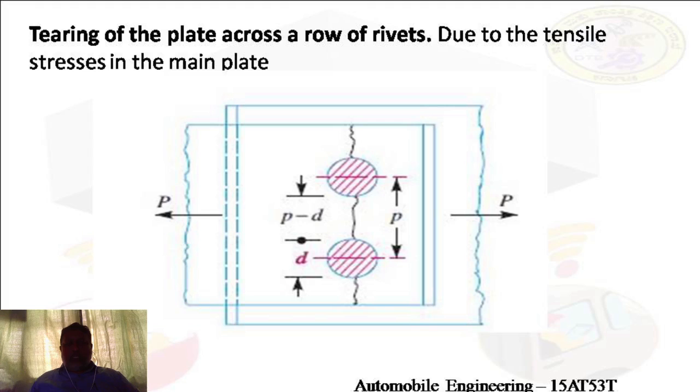Similarly the plate will tear at the row of the rivets. We can see at the row of the rivets some curved lines shown in the figure. This indicates that the plates will tear in this way also, due to the dimension P minus d, where P is the pitch and d is the diameter of the riveted hole. If the value is very narrow, very small, then automatically tearing of the plate will occur.